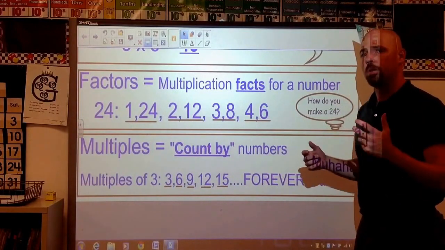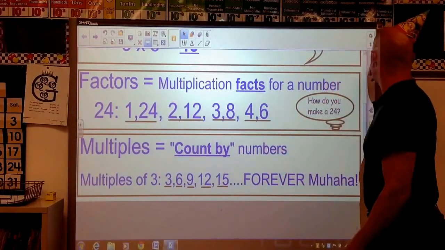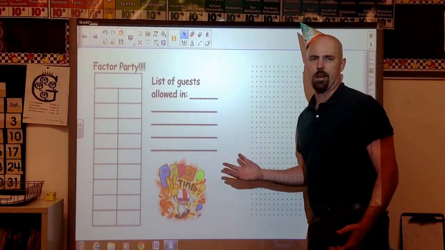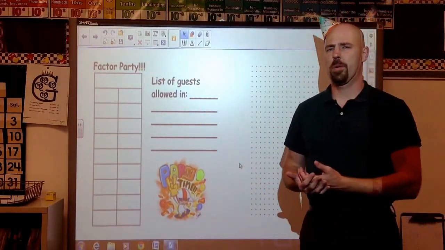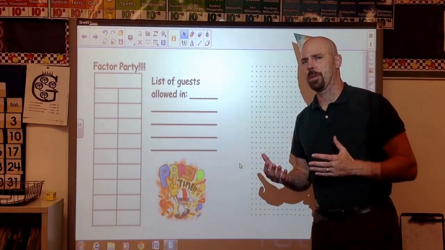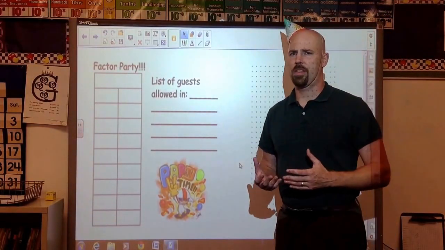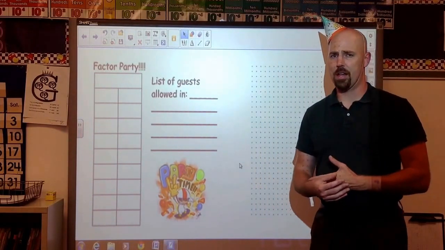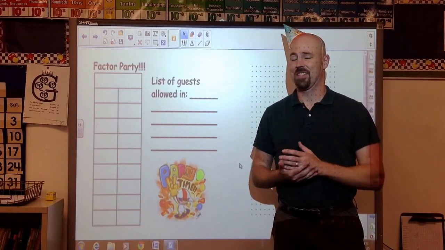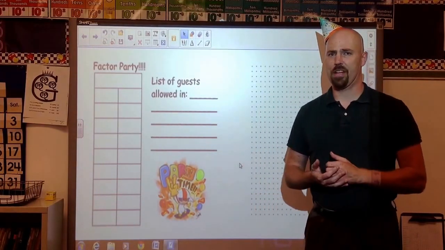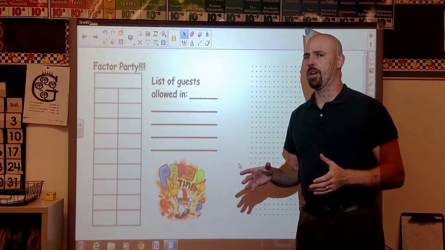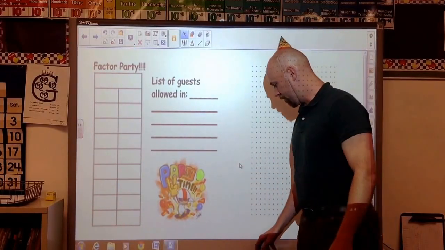Okay? So let's go to the party I was just partying at here. This is our factor party, and I can't take credit for this awesome thing. Mrs. Hartman, one of my colleagues, brought this to my attention to help kids that don't know their multiplication facts yet to access some of the things that they need to be able to do for 4th grade. Now, the long-term goal is to memorize your multiplication facts, because it's going to make things a lot easier, it's going to go a lot faster. But if you're not there yet, that doesn't mean you can't do the work that needs to get done in 4th grade. So let's show you how a factor party works.